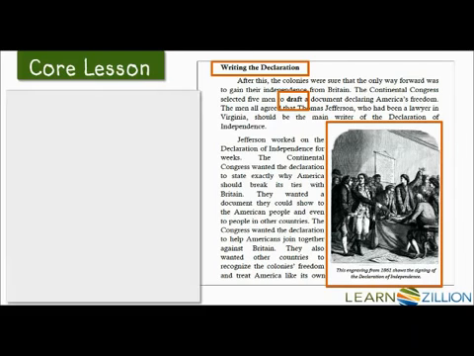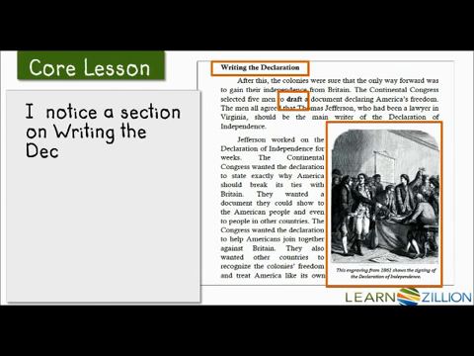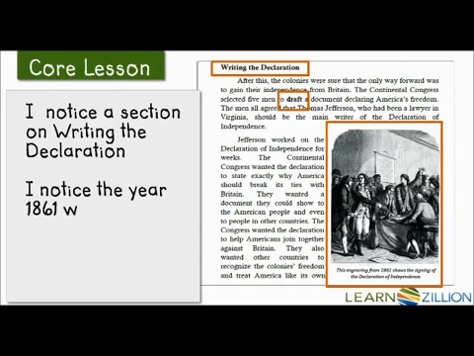So let's jot another observation. I notice a section on writing the Declaration. I also notice the year 1861 written in the caption. This article is packed with text features that will give us important information about the text.